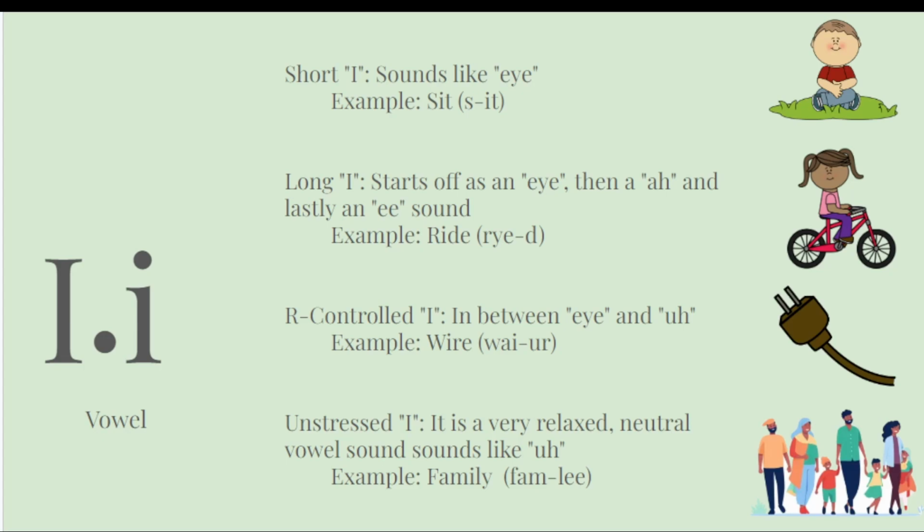And then the unstressed I is just going to be a very relaxed, neutral vowel sound. It smooths right into the words, and sometimes it is harder to write because you can't really hear it. For our example, we have family, and when you say it all together, it's going to sound like family, but when you break it down letter by letter, it's going to sound like family.